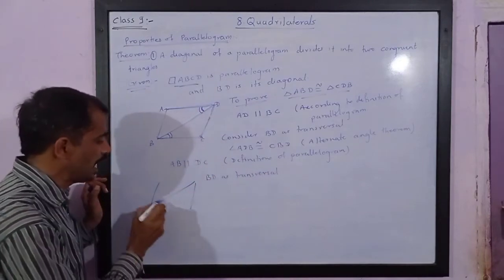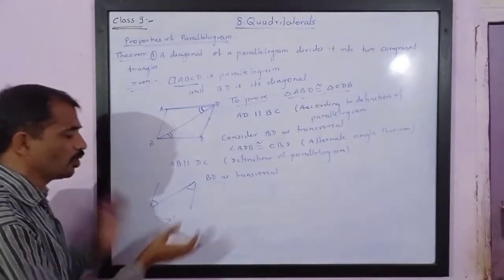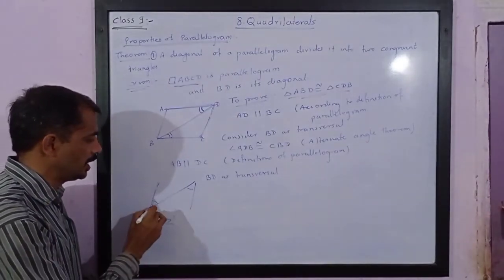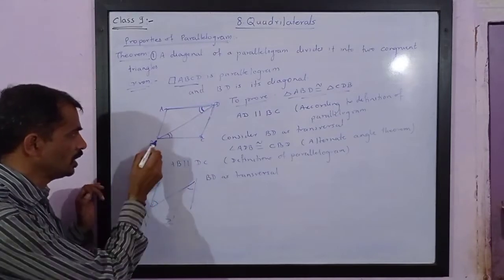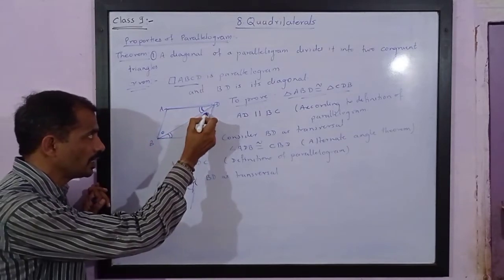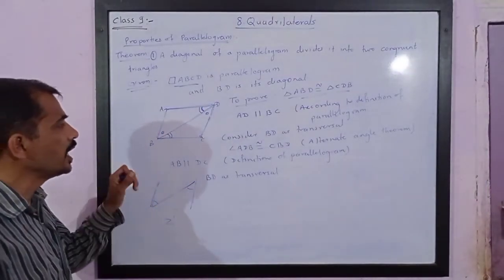Please note, we have said angles in the Z. The Z letter stands for alternate angles. If you rotate it or take a mirror image of it, you will get the letter Z. So please note, this angle is congruent to this angle. That is angles in Z. That is, alternate angles are congruent.